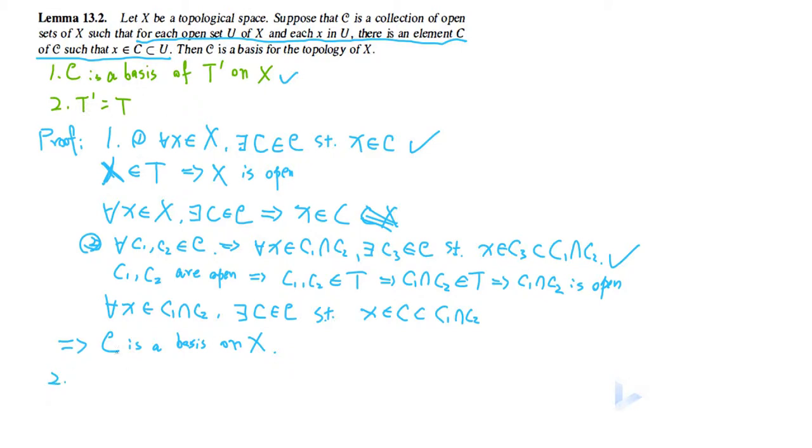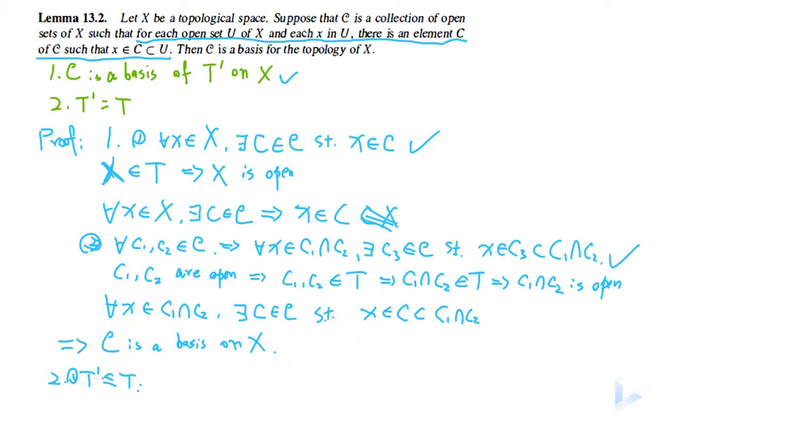For the second step, we need to prove that T prime, which is the topology generated by the collection C, should equal T. In order to prove two sets are equal to each other, we can first prove T prime is a subset of T, and then prove T is a subset of T prime, and then they should be equal. Okay, let's prove this one.